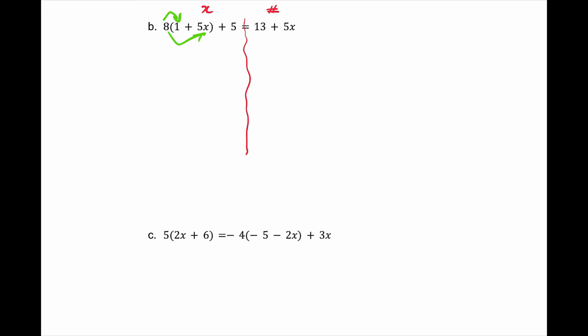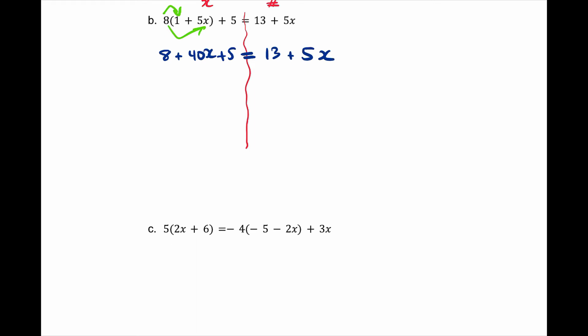So 8 times 1 is 8. 8 times 5x is 40x plus our 5. Our equal sign is right there, and we got 13 plus 5x. Okay, so I'm going to start by moving these constants over. I have an 8 and a 5 on this side, so total constants that I have is going to be 13. So I've got a plus 5, a plus 8, so I've really got 13 on this side.